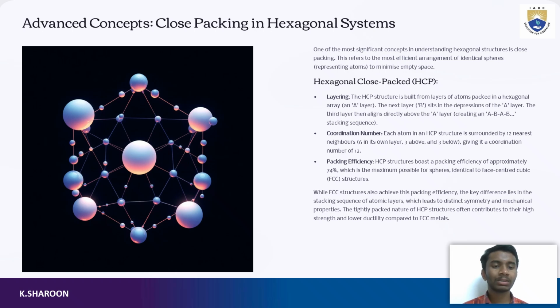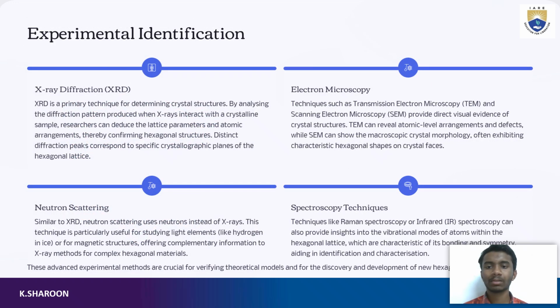The HCP structure is surrounded by 12 nearest neighbors. 6 are its own, 3 above and 3 below, giving a coordination number of 12. Packing efficiency is 74%. And experimental identification. The hexagonal system can be identified by X-ray diffraction, electron microscopy, neutron scattering, and spectroscopy techniques.